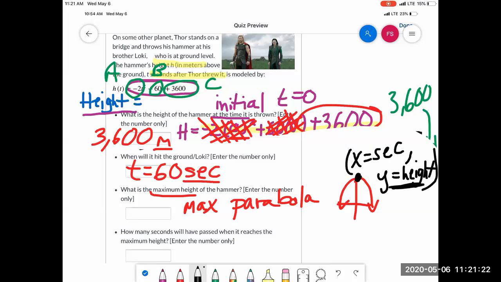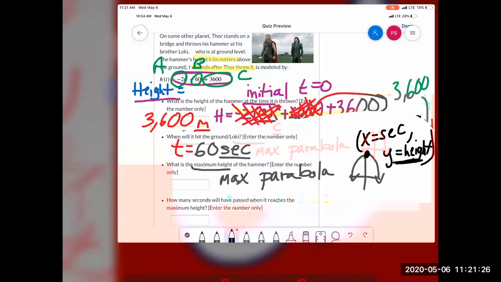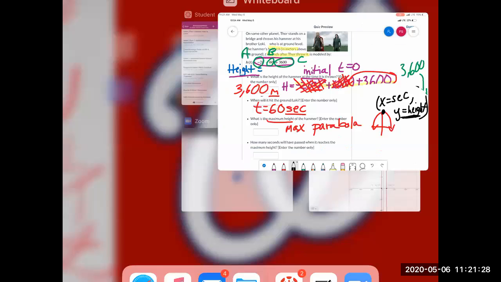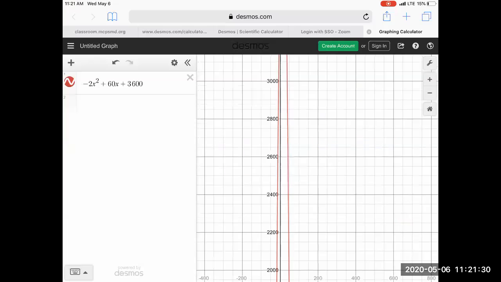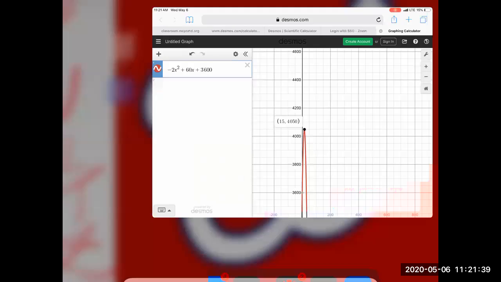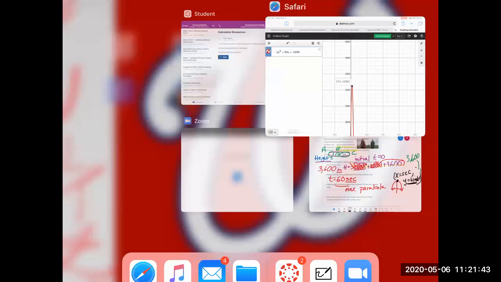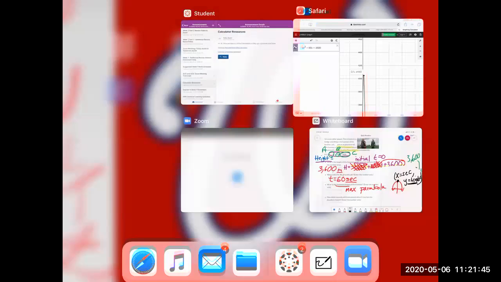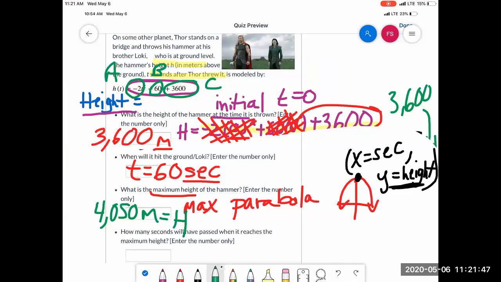So we're going to figure out what that is. I'm going to pull the Desmos graph back up, and I just scroll up till I get to the very top right here. I click it, and that tells me that the maximum height is 4,050 meters. 4,050 meters equals our height. That problem took 15 seconds to solve with a graph.